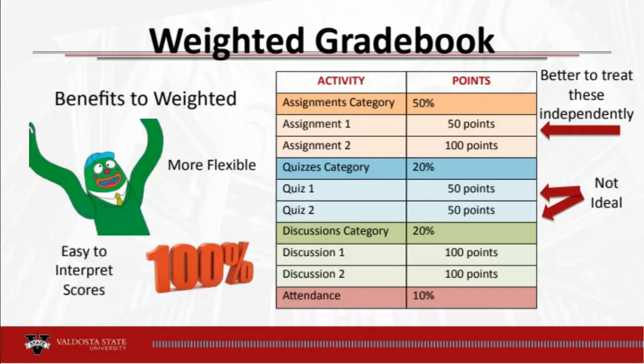So why might you use a weighted gradebook? There are a couple of reasons. The first, and this is the reason I included that wacky waving inflatable flailing arm tube man, is that it can be more flexible. What I mean by flexible is if you need to make changes on the fly during the term, you can. So I'll give you an example. Let's say you had planned for quizzes to be 20% of your final grade, and there were going to be 10 quizzes scattered throughout the semester.